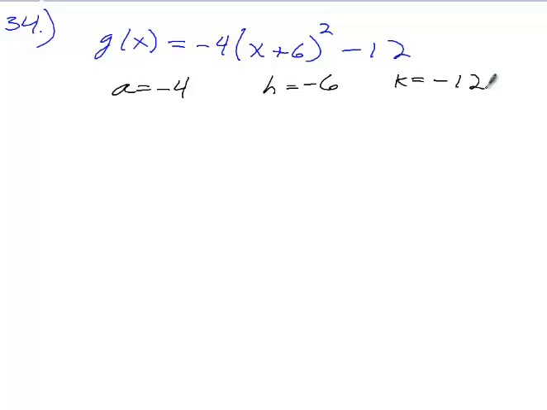Okay, so A is the one that determines whether the graph points up or down. Is A positive or negative? Negative, so up or down? Down. If a quadratic points down, does it have a minimum or a maximum? A max. So I do, in fact, have a maximum.